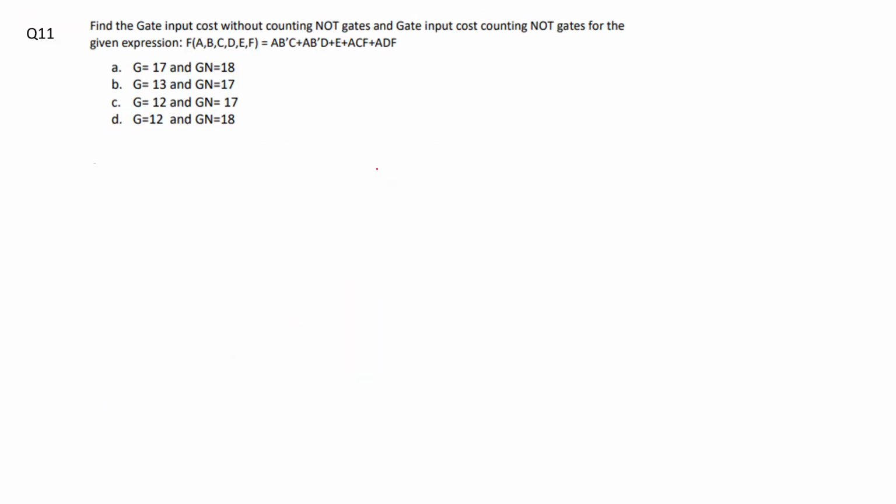Now another question, question 11. Find the gate input cost without counting NOT gates and gate input cost counting NOT gates for the given expression. F of A, B, C, D equals A B complement C plus A B complement D and so on. So G is equal to L plus T without counting the complements, and Gn is equal to L plus T plus N.